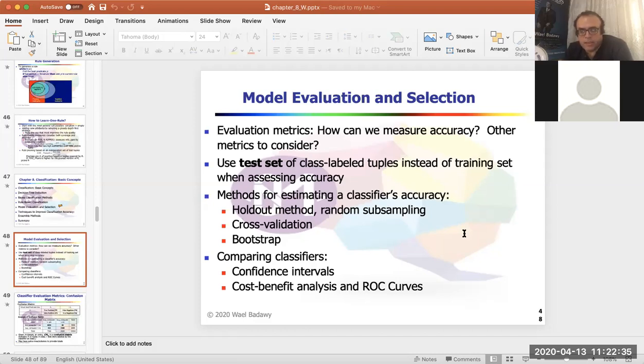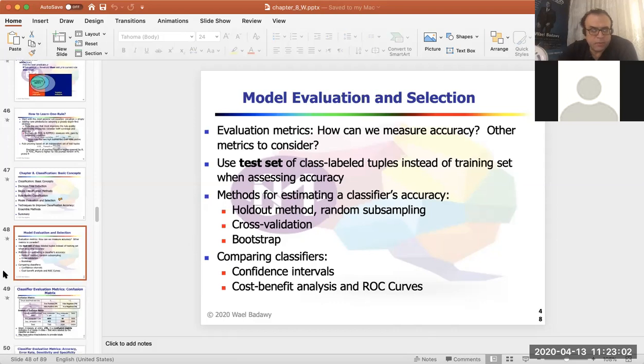There are some techniques to give some measures, though none of them is perfectly accurate. There are some sort of holdout techniques, random subsampling. You can do cross validation. You can do a bootstrap, which we explained in a little more detail previously. If you didn't see it, please go back to the recording and watch it. You have comparing classifiers. You can have confidence intervals. You can do cost analysis. These are different techniques for selection.